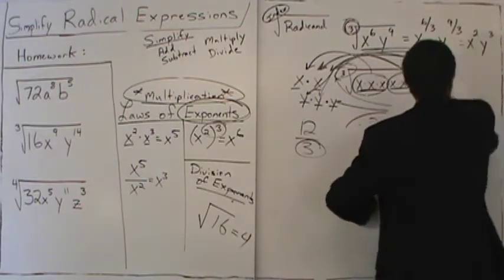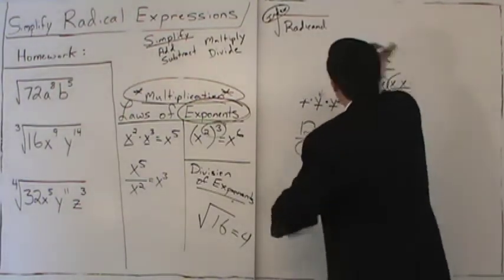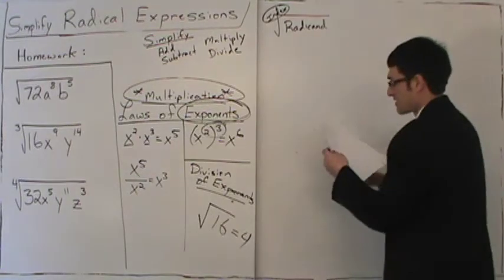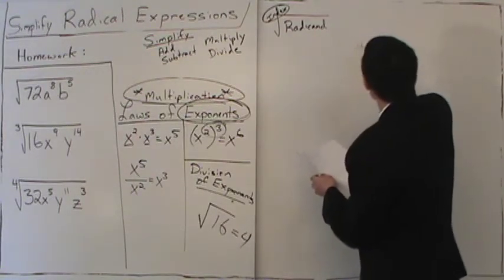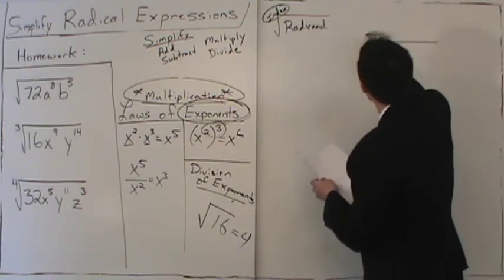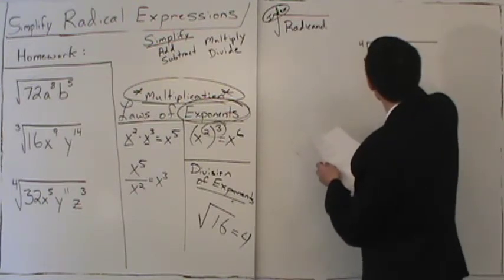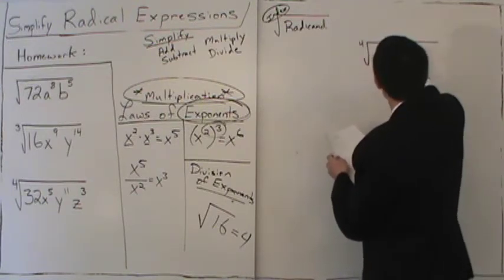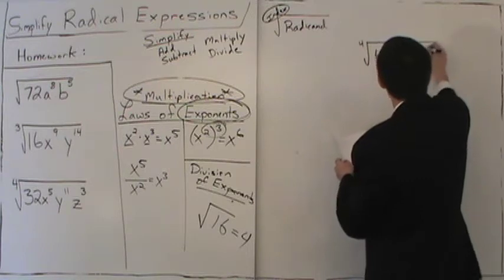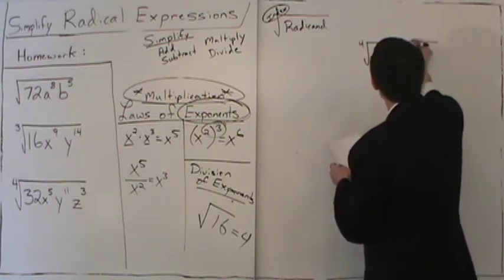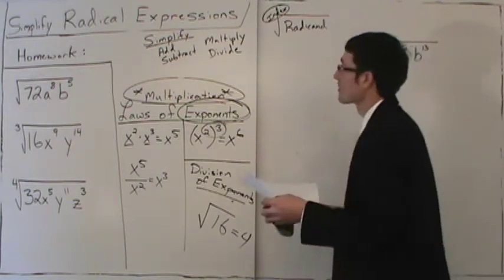So quickly, looking at this first, this is the 4th root of 48, a to the 24th, b to the 13th. And let me make this a to the 12th. That will be more reasonable.